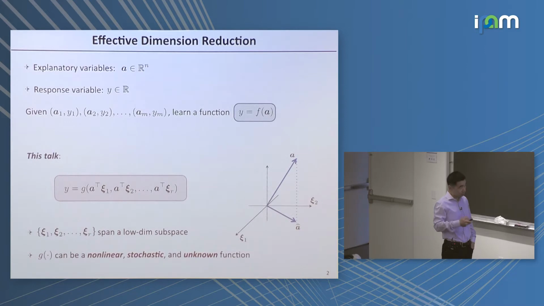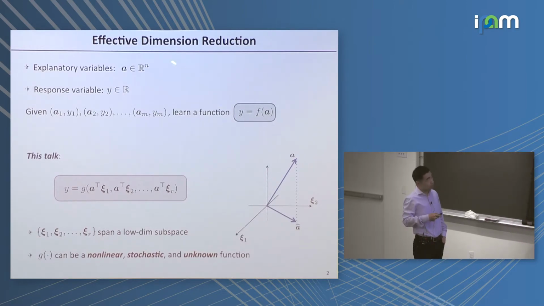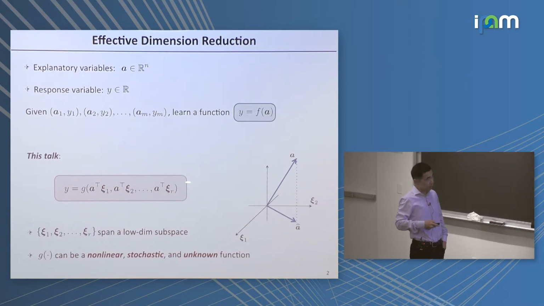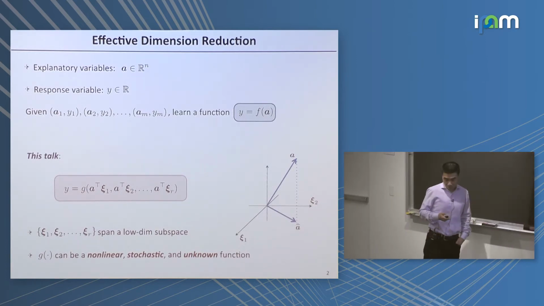And the geometry of this model is also very clear. Instead of trying to learn a function that depends on general n variables, we're essentially doing a nonlinear dimension reduction. And by doing so, we only need to learn a low-rank subspace and a much simpler function that depends on a smaller set of variables.